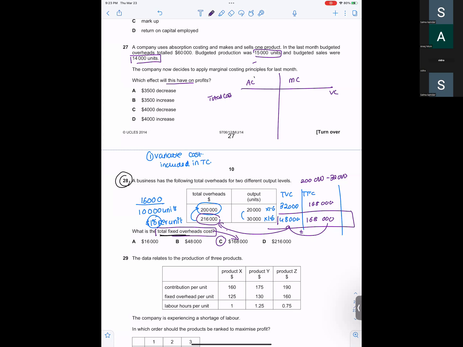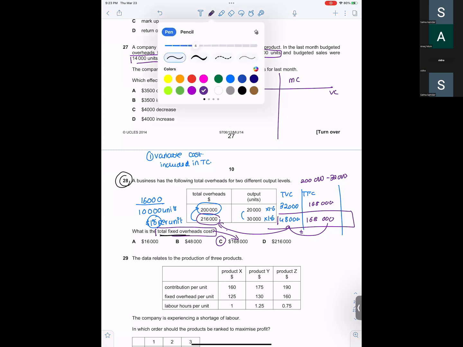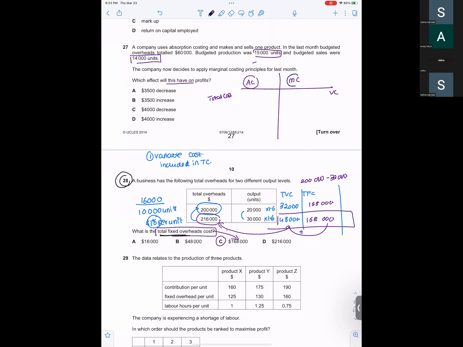So basically, budgeted overheads is 60,000 and budgeted units is 15,000. You divide to get the OAR, which is $4 per unit. Then I multiplied the OAR of $4 per unit with the actual units.